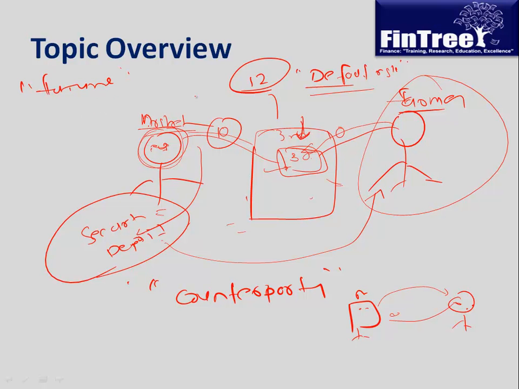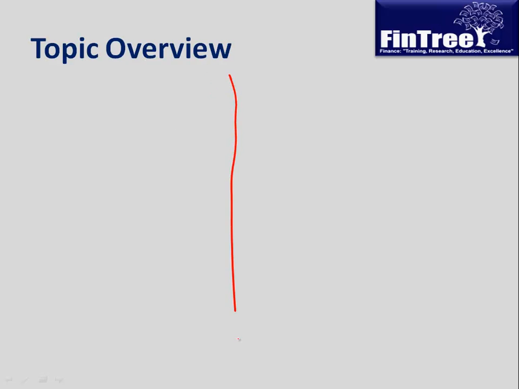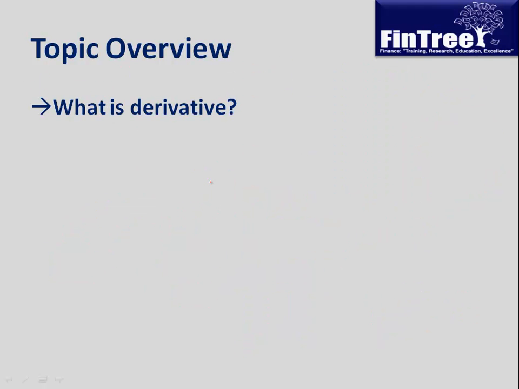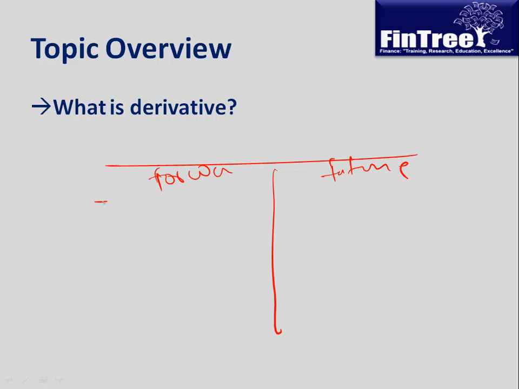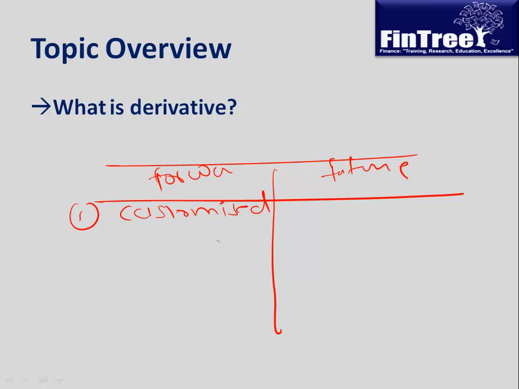So now if you have to find out the differences between forwards and futures, let's make a nice list of it. These are our forwards, this is a future. The first major difference is that forward contracts are called customized. The meaning of customization is that when two parties meet each other, they can decide the place of delivery, they can decide what date, they can decide the price, they can decide the quantity, whereas future contracts are more standardized.